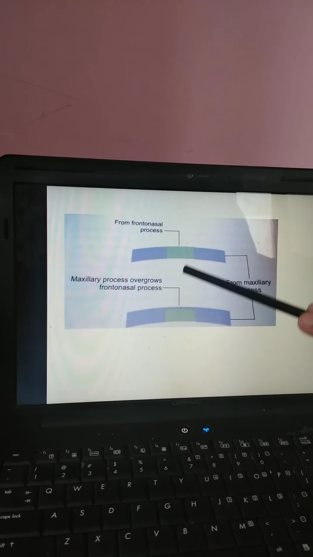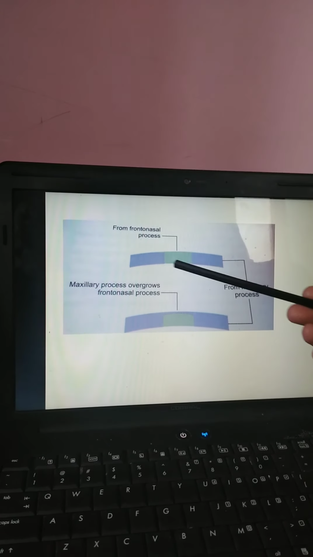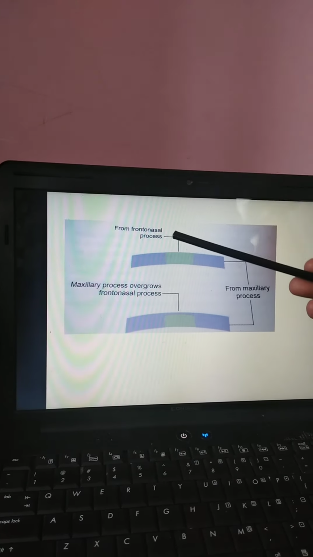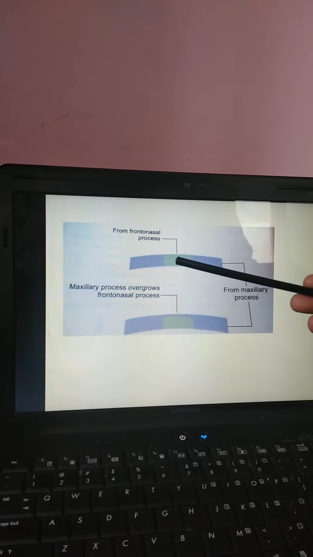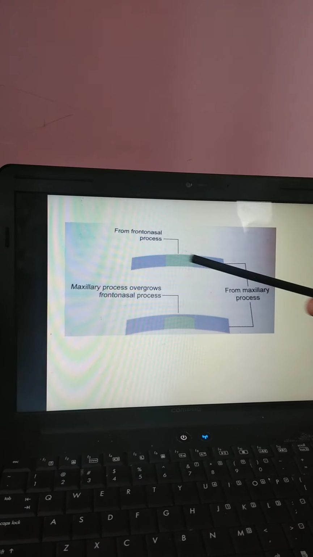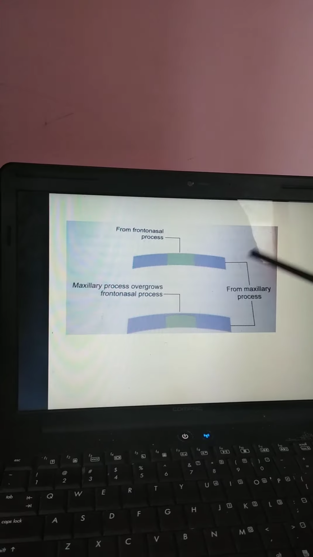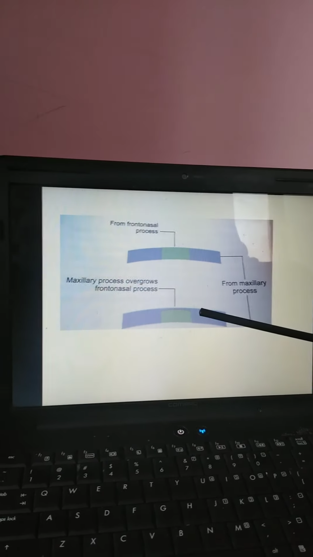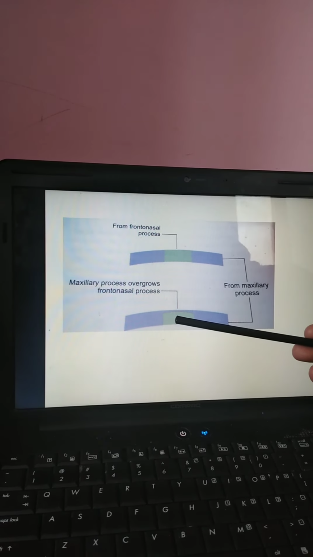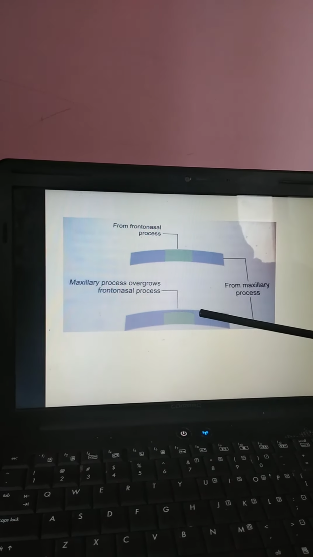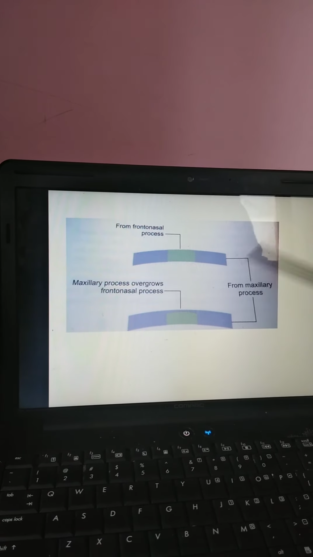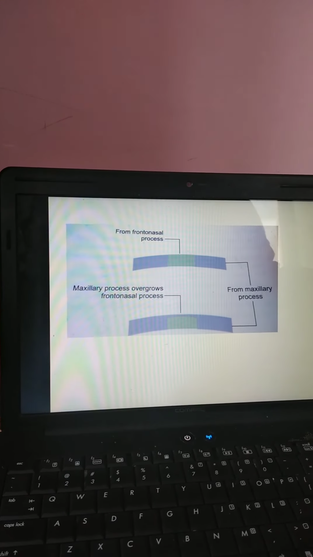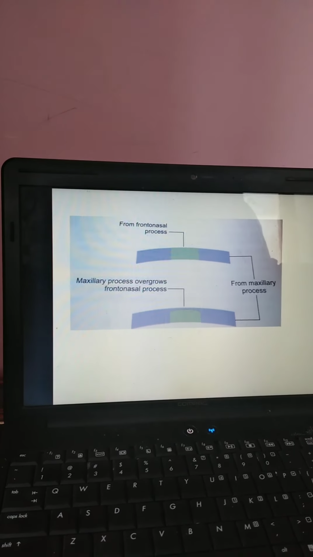But here we have to note one thing. This green part is the part of the upper lip. This part is derived from the frontonasal process. We know that the frontonasal process is mesodermal in origin, and the maxillary process on each side is ectodermal. But what happened here? The ectoderm that arises from the maxillary process overgrows the mesoderm, that is the frontonasal process. This overgrowing explains why the sensory nerve supply of the upper lip is from the maxillary nerve.